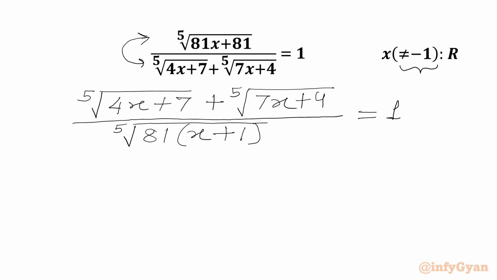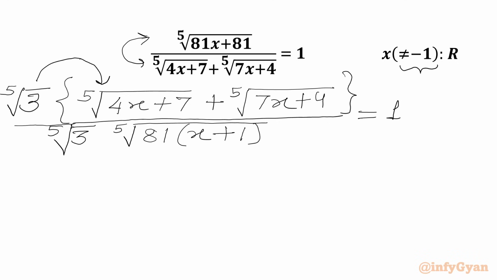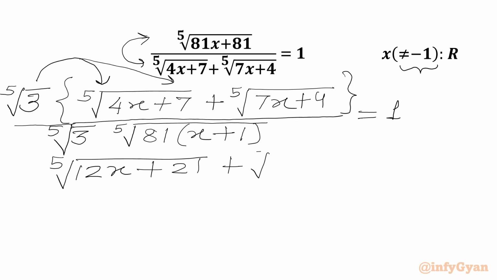Now we'll be multiplying our numerator with fifth root of 3. So we have to multiply our denominator by fifth root of 3. Now we have to multiply fifth root of 3 with both the numbers written in the curly bracket. We will get fifth root of 3 times 4x plus 7, which will give us 12x plus 21, plus fifth root of 3 times 7x plus 4. We will get 21x plus 12.